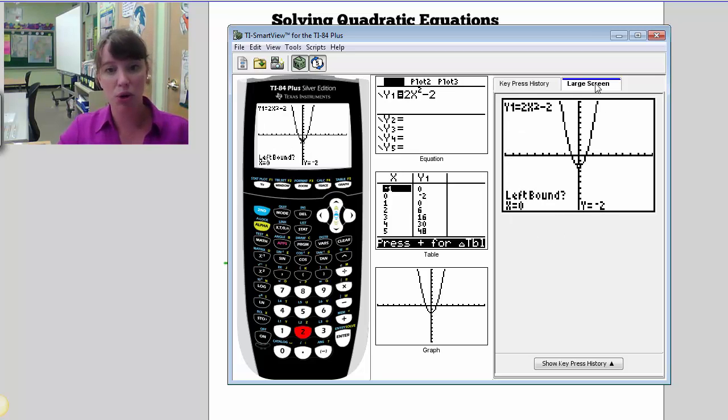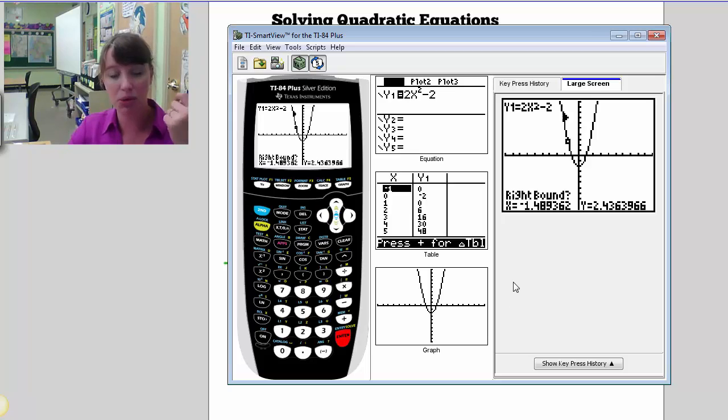Now it goes through a series of questions that I want to make sure you understand. It's going to ask you a left bound and a right bound. Now the left bound and right bound have to be on different sides of the root. One has to be above and one has to be below the x-axis. So if I'm looking for this root right here, my left bound is going to be above and my right bound is going to be below. So I'm going to use my left arrow key to get this above.